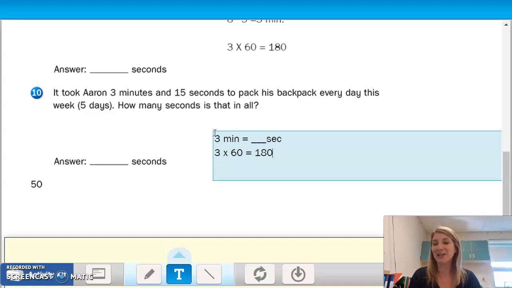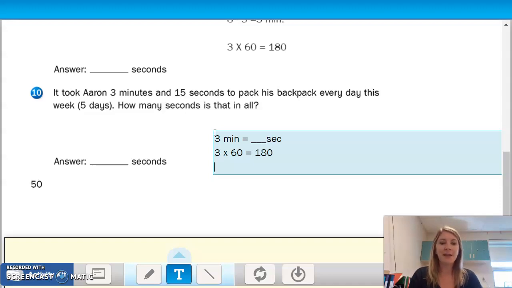Just the same as above, right? 180. But then we already had 15 seconds up here also that needs to be added in. That was like that warm-up problem I gave you at the beginning, where we added on the extra. Okay, so 180 plus 15. 180 plus 15 is 195. But remember, that's just for 1 day.